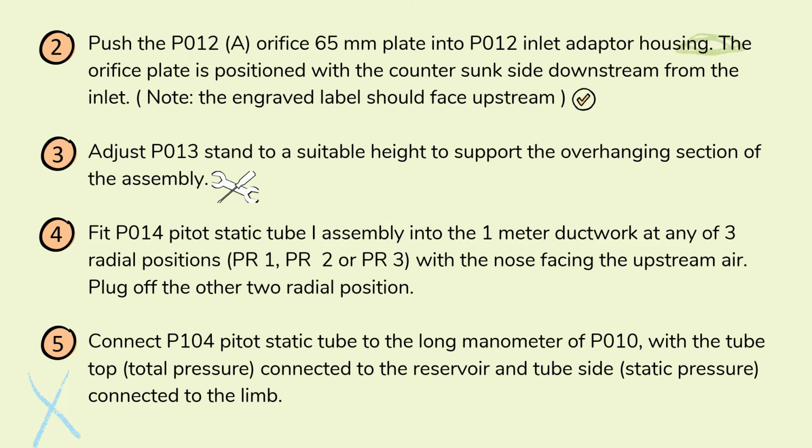Step 3, adjust the P013 stand to a suitable height to support the overhanging section of the assembly. Step 4, fit the P014 Pitot static tube assembly into the 1 meter ductwork at any of 3 radial positions, PR1, PR2 or PR3, with the nose facing upstream of the air. Next, plug off the other 2 radial positions. Step 5, connect the P104 Pitot static tube to the long manometer of the P010, with the tube top, which is total pressure, connected to the reservoir, and the tube side static pressure connected to the limb.